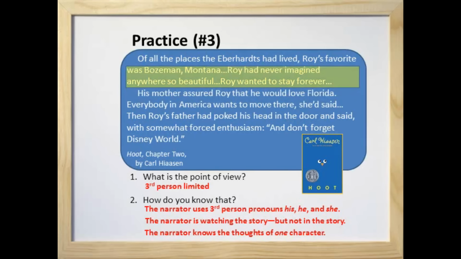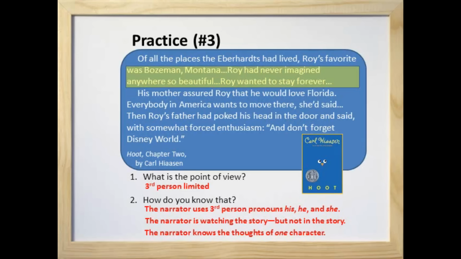In these sentences, the narrator tells us that of all the places the Eberhardts had lived, Roy's favorite was Bozeman, Montana. Roy had never imagined anywhere so beautiful. Roy wanted to stay forever. Are these thoughts and feelings things that Roy said aloud, or were they silent? These were silent thoughts, but the narrator still knew about them. That proves to us that the narrator knows what Roy thinks and feels.